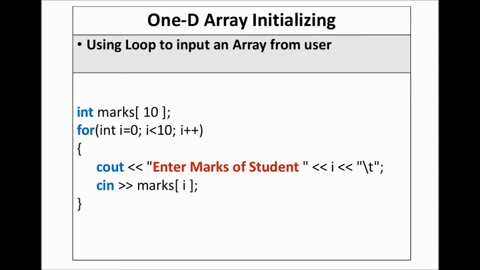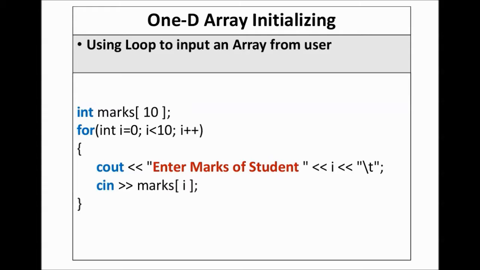Then we use a for loop to initialize or to store data in this array: for int i is equal to 0, i less than 10, i plus plus. Here we declare a variable i and start it from 0 and keep the condition i less than 10, as the last index value of the marks array is 9. So we take the condition i less than 10 and we use an increment i plus plus.